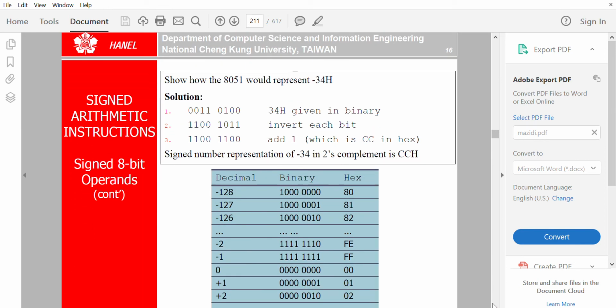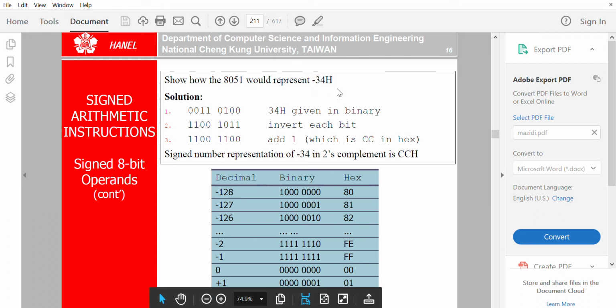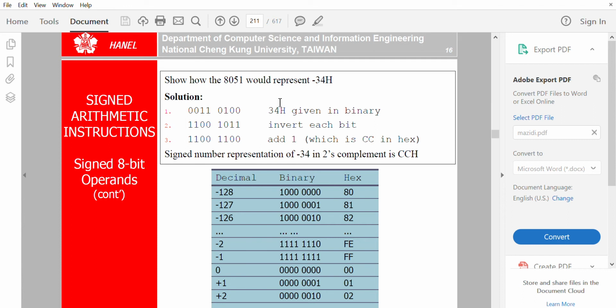So in 8051, how do you represent a negative number? It is just like the 2's complement form. So minus 34H, that is in hex. You convert the positive number 34H to binary first, then take the 1's complement and then add 1 to it to get the 2's complement.